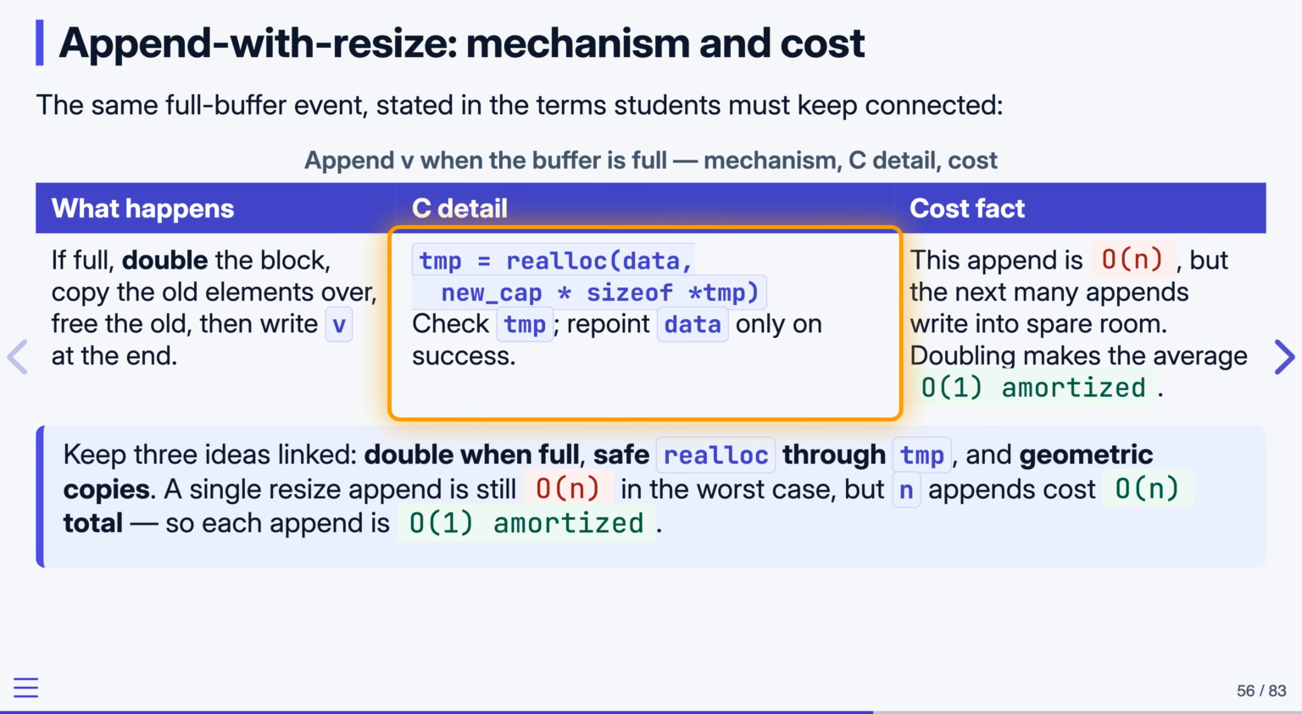Now the C detail. We call realloc for the doubled size and store the result in a temporary pointer called temp. We check temp first. We repoint data only when it succeeds.